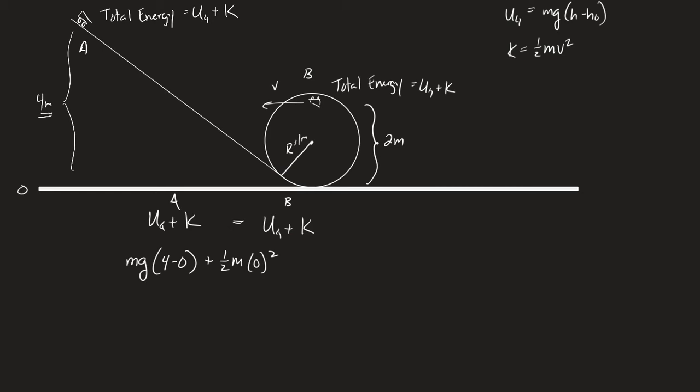At the top of the loop, the total energy has to be the same. The gravitational is going to be mg times (2 minus 0), 0 being the reference level, the object is 2 meters above that. Why? Because it's 2 radii above. That's how I got the 2 meters. It shouldn't be rocket science. This isn't rocket science yet.